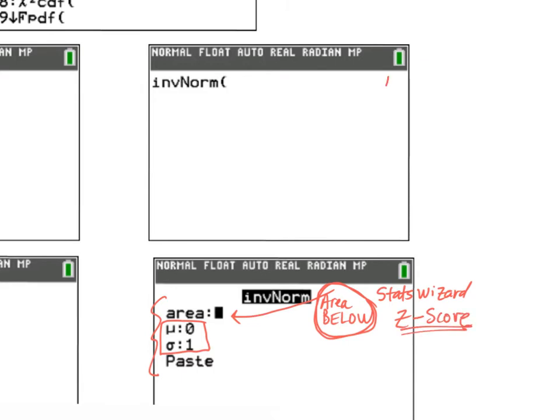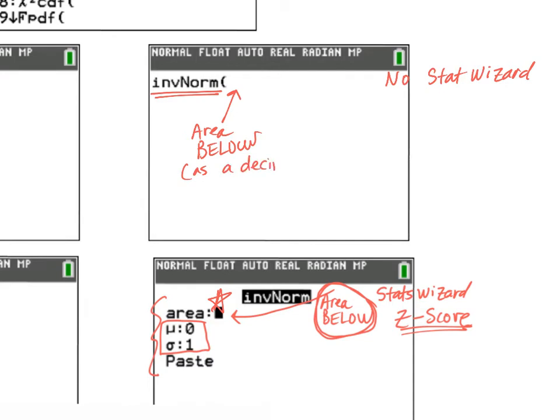If we have no stat wizard, then when we put inverse norm, our calculator just gives us this little picture right here. And what we want to type in for this area, just like what we want to type in down here, is our area below. In both of these cases, we are typing in that area below as a decimal. So if we want the lowest Z-score at the lowest 10%, then our area below would be 0.10.